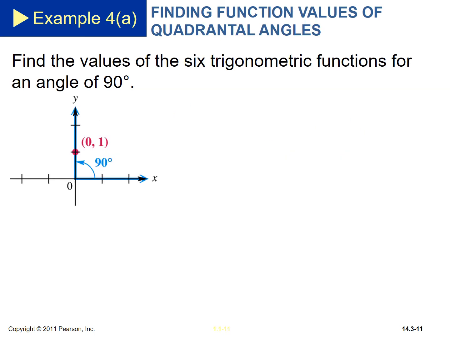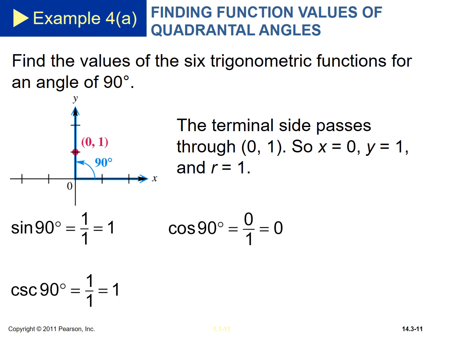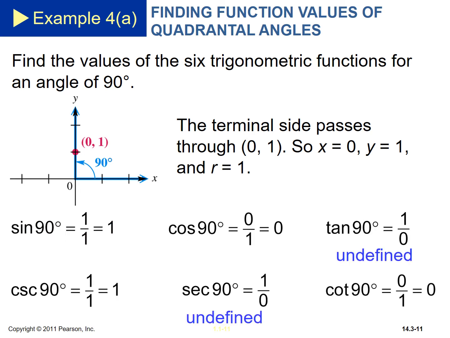All right, so we've got a 90-degree angle here. So we're going to solve. The terminal side passes through 0, 1, so x is 0, y is 1, and r is 1. So we put those in. And what we find here is that some of these are undefined. So secant is 1 over 0, that's undefined. The tangent of 90 degrees is 1 over 0, that's undefined.